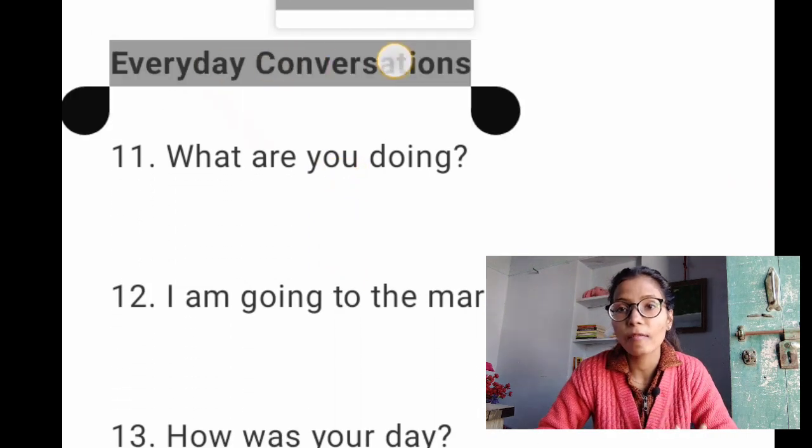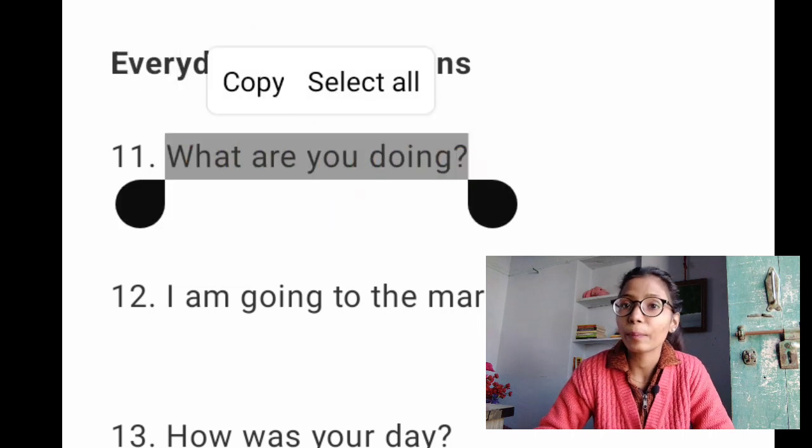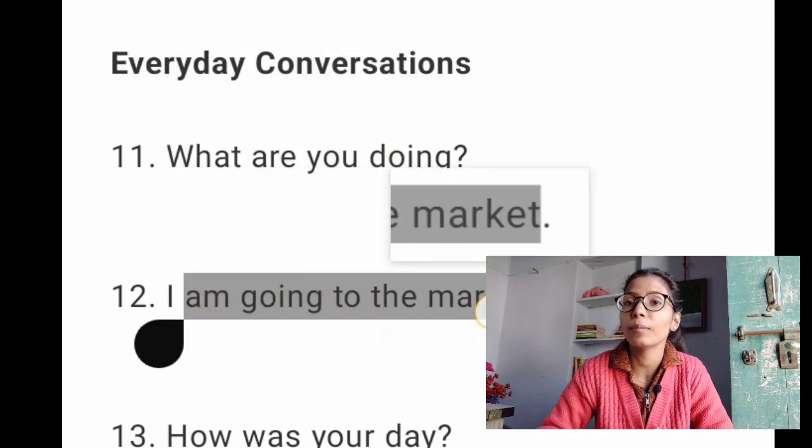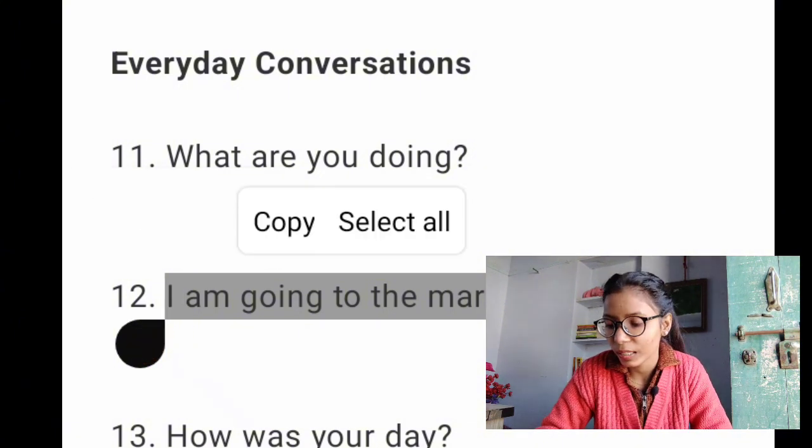Now we will see everyday conversations. So, what are you doing? आप क्या कर रहे हैं? What are you doing? I am going to the market. मैं market जा रहा हूँ. I am going to school. I am going to the park. Okay? This is how you can make sentences as well.